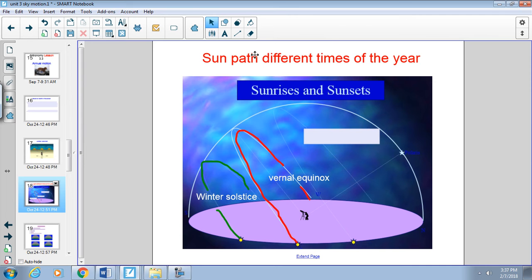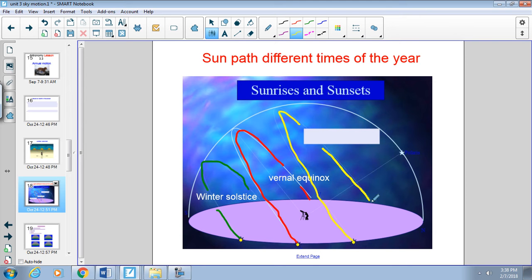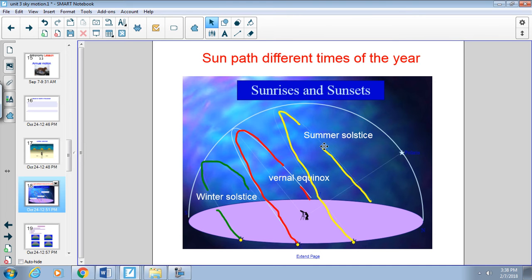Which means that this next one, we get a whole bunch of daylight. That's right, a bunch of daylight. We will call that summer solstice. And just like in the summer, we get lots more daylight.